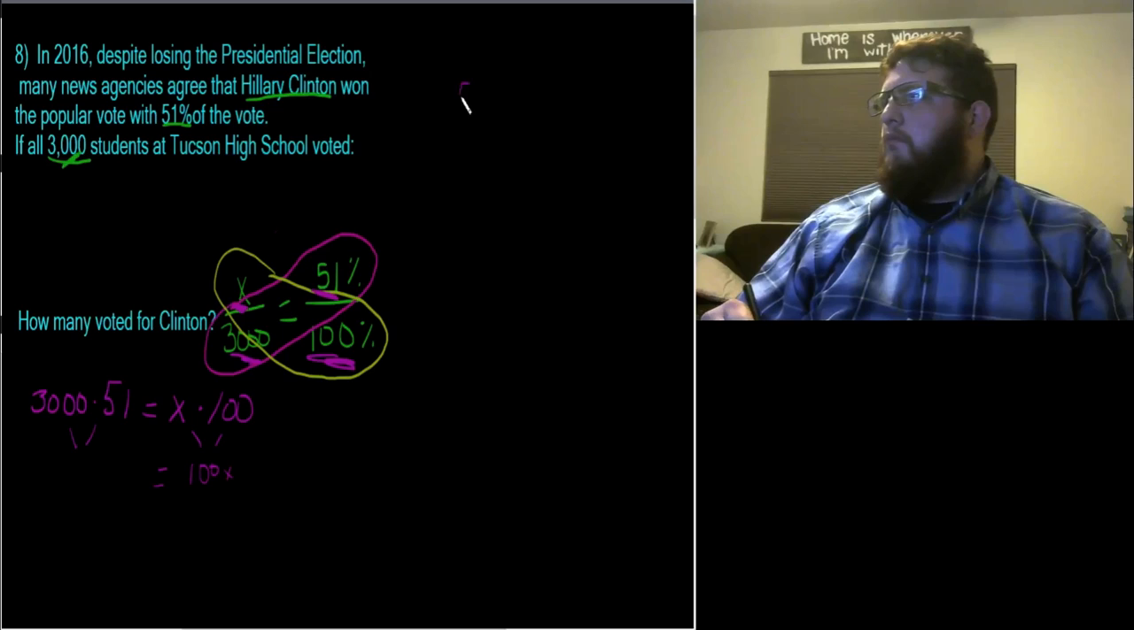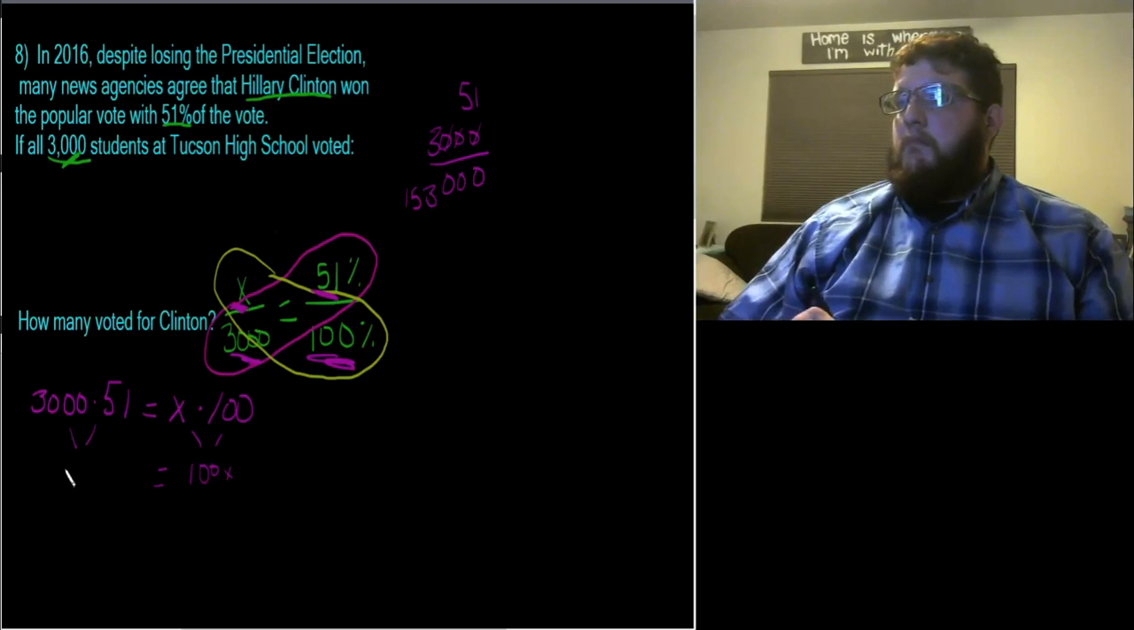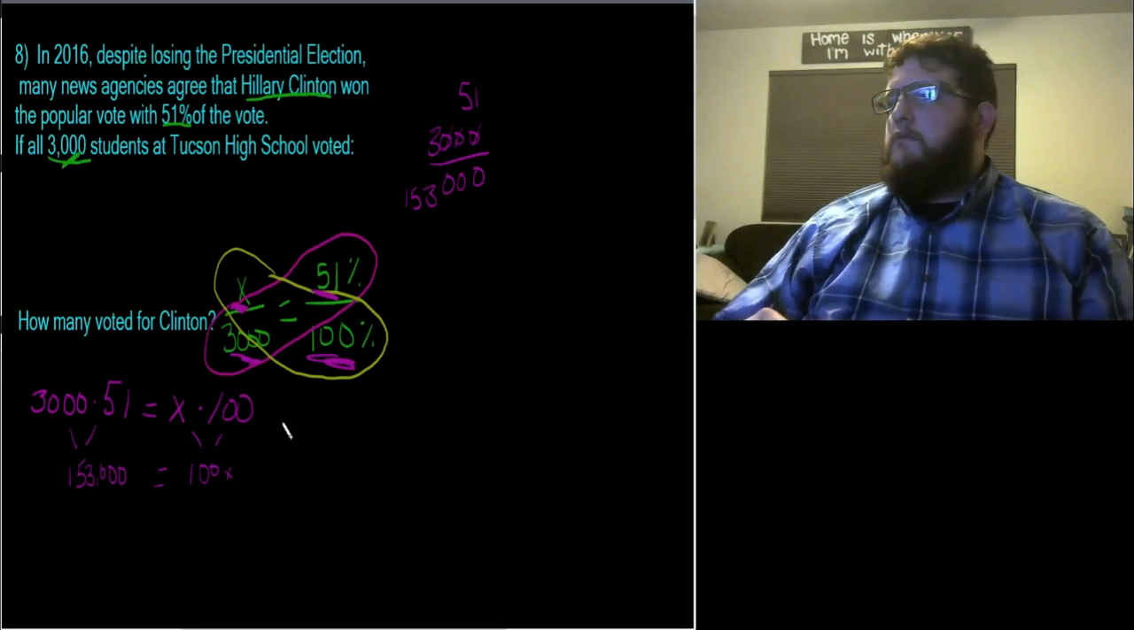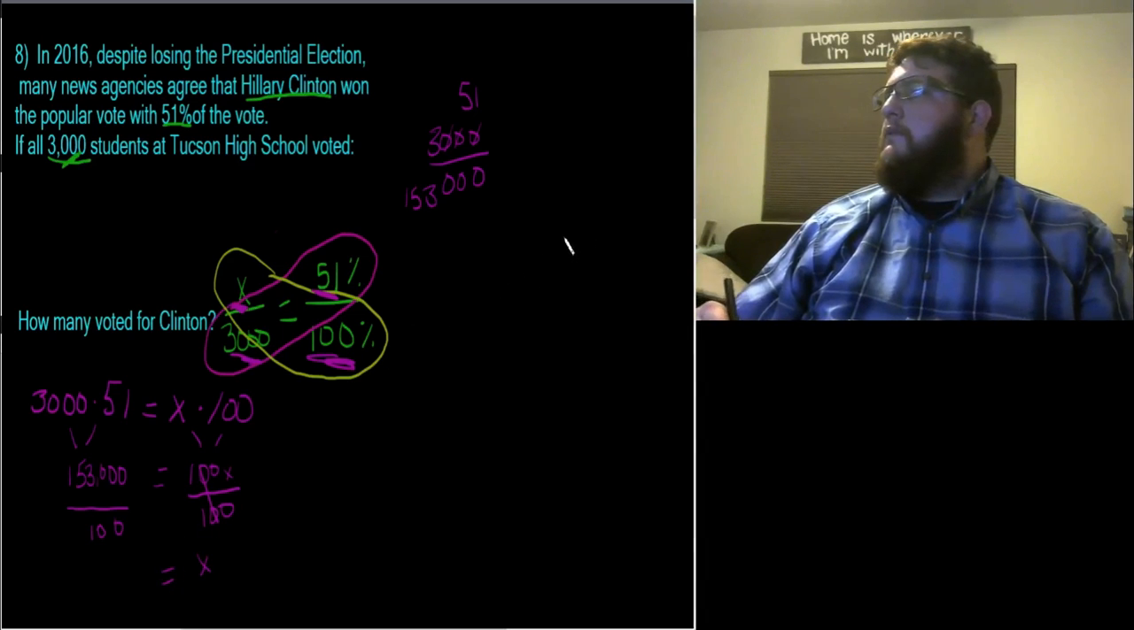We don't know what 3,000 times 51 is, but we can go ahead and figure that out. I'll jump to the last place and put 3 placeholders. 3 times 1 is 3, 3 times 5 is 15. The answer is 153,000. So now we can divide each side by 100 in order to isolate the x value, which is the number of students that voted for Clinton, or would have voted for Clinton. 100 divided by 100 is just x.